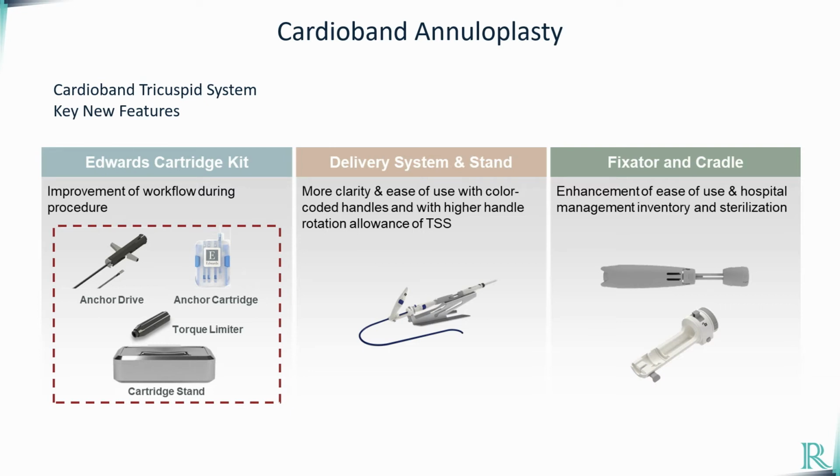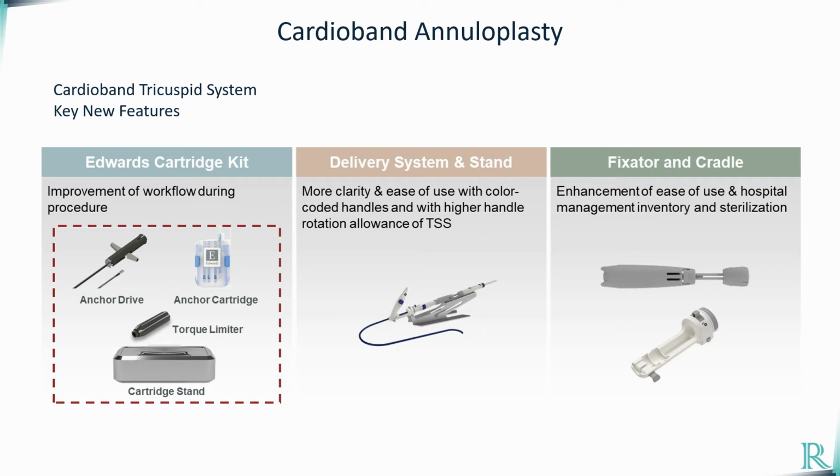The device was a little bit improved. For the anchoring devices, which you need to anchor the Cardioband to the tricuspid valve, depending on the size of the implant, it's 12 to 17 anchors. The anchor drivers were a little bit modified. They are not preloaded, so you have this anchor cartridge where you can load the anchor drivers yourself. This is a torque limiter which you attach to the anchor driver.